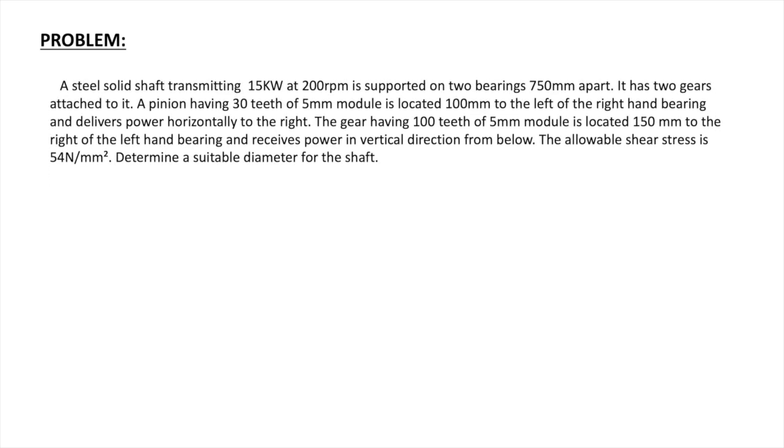In this problem, it is given that a shaft is supported on two bearings 750 mm apart, and the shaft transfers a power of 15 kilowatt at speed 200 rpm, which we will require in order to find out the torque. Now it has two gears attached to it, a pinion having 30 teeth of 5 mm module and a gear having 100 teeth of 5 mm module. To imagine this better, we'll see it in a diagram.